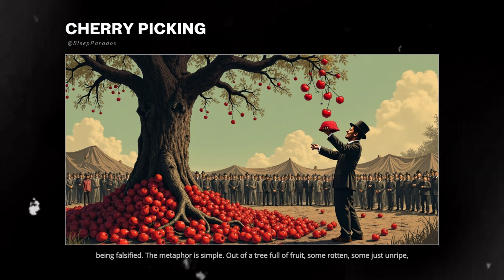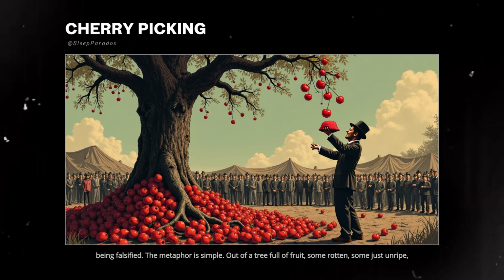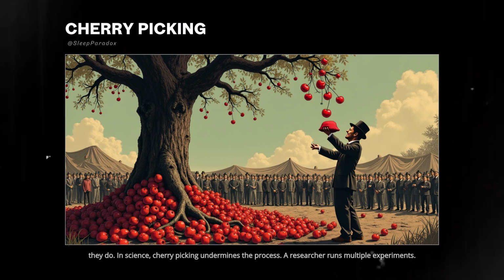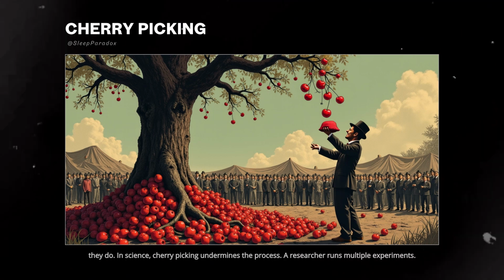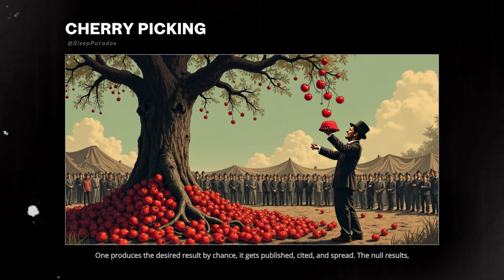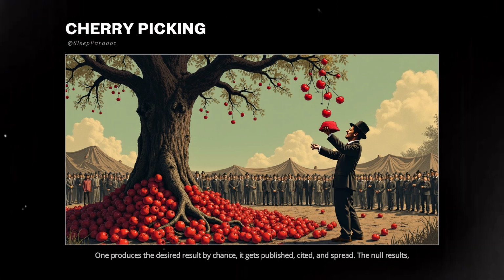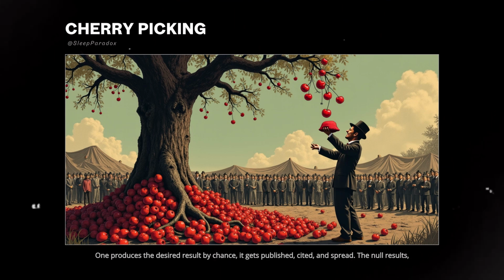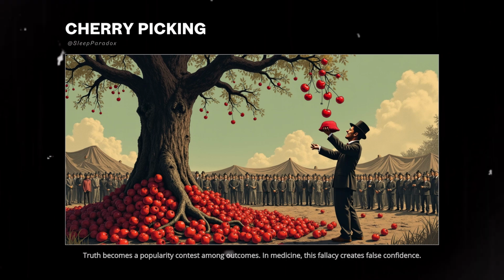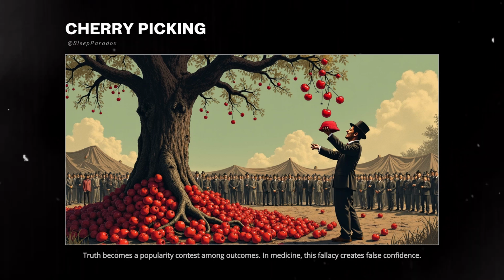The metaphor is simple. Out of a tree full of fruit, some rotten, some just unripe, only the perfect cherries are picked and presented. They don't represent the tree, they just look like they do. In science, cherry picking undermines the process. A researcher runs multiple experiments. One produces the desired result by chance. It gets published, cited, and spread. The null results, equally valid, disappear. But over time, the literature skews toward false positives. Truth becomes a popularity contest among outcomes.